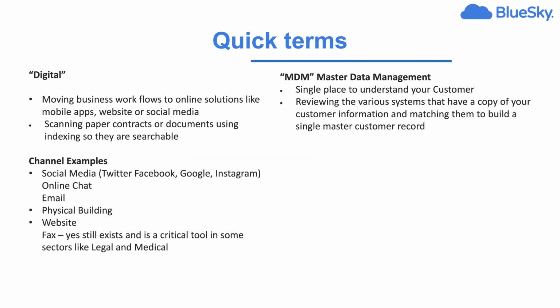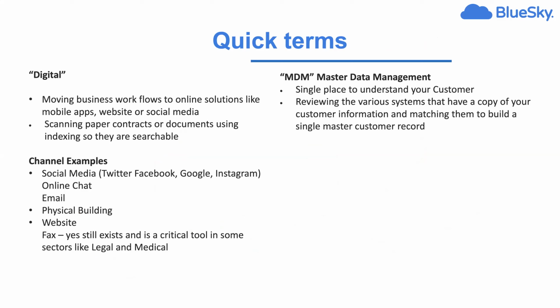So a couple of quick terms. You can see digital. Again, I just want to make it really, really clear because we often talk about these things and don't really understand what they are. Great example is an API, which everybody bandies about quite easily. But let's have a look at digital. So quite simply, moving your business workflows to an online digital solution, mobile apps, website, etc.